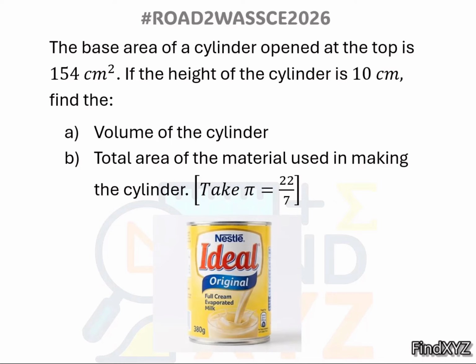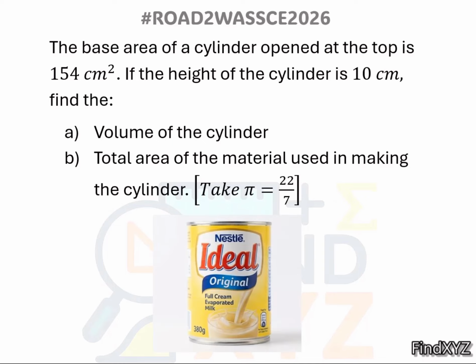Then 22 divides 22, and we are left with 7 times 7, which will give us 7 squared centimeters squared is equal to r squared. Then we take the square root of both sides. The square takes care of the square root, so we are left with 7 centimeters. So it means that the radius of the circular base is 7 centimeters. Then we can use that to find the curved side of this cylinder.